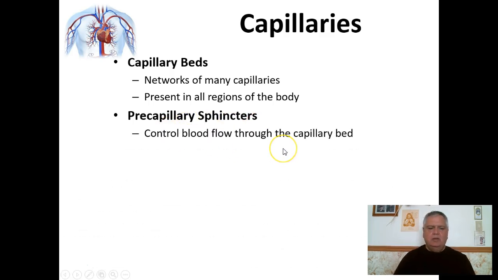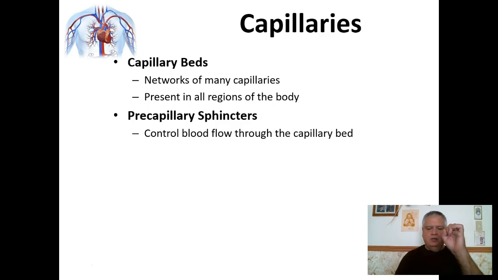Prior to the capillary bed, at the end of the arteriole, there are tiny little circular pieces of smooth muscle tissue. These circular pieces of smooth muscle tissue are called sphincters. And since we have these located just prior to the capillary bed, they're called precapillary sphincters. These precapillary sphincters are important. They control blood flow through the capillary bed.